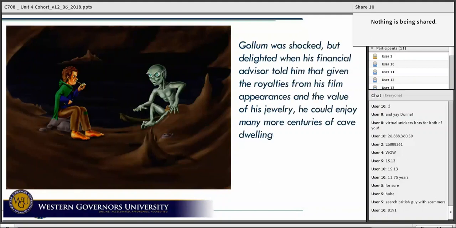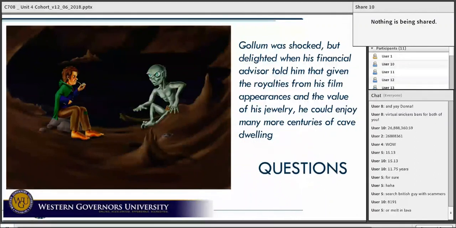And so, an observation: Gollum was shocked but delighted when his financial advisor told him that, given the royalties from his film appearances and the value of his extremely small but extremely valuable jewelry collection, a single ring, he could enjoy many more centuries of cave dwelling. And wouldn't that be awesome?